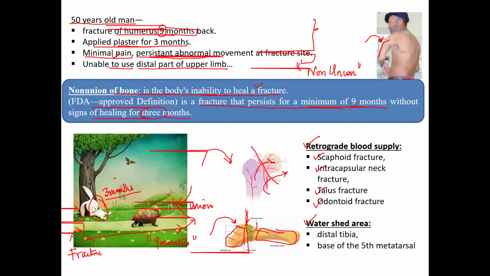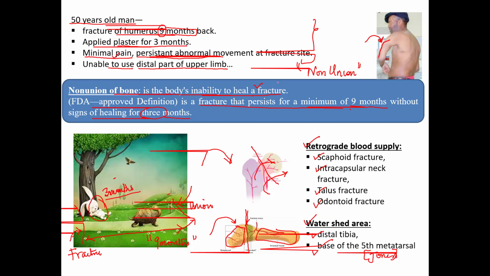And these are the two bones where you can have a watershed area. One is the distal third of the tibia and one is the base of the fifth metatarsal. A fifth metatarsal fracture is otherwise called a Jones fracture. It's a true Jones fracture of this watershed area.